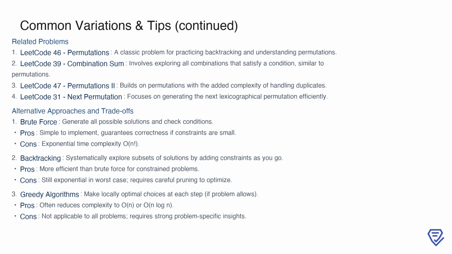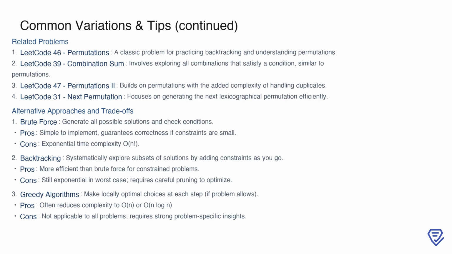Now, let's talk about alternative approaches you can use. Brute force is the most straightforward method. Generate all possible solutions and check if they meet the conditions. While simple and guaranteed to provide correct results for small constraints, it quickly becomes impractical due to its exponential time complexity. Backtracking is a systematic way to explore subsets of solutions, applying constraints as you progress. It's more efficient than brute force in constrained problems, but it still has exponential complexity in the worst case.